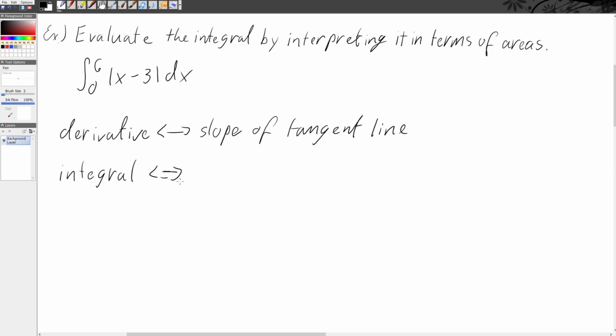As stated before, from 5.1 and now 5.2, the integral is the area underneath a curve. Right now, we don't know how to evaluate this integral as is, but we do know how to draw the function, and we do know how to find the area. So let's draw the function.